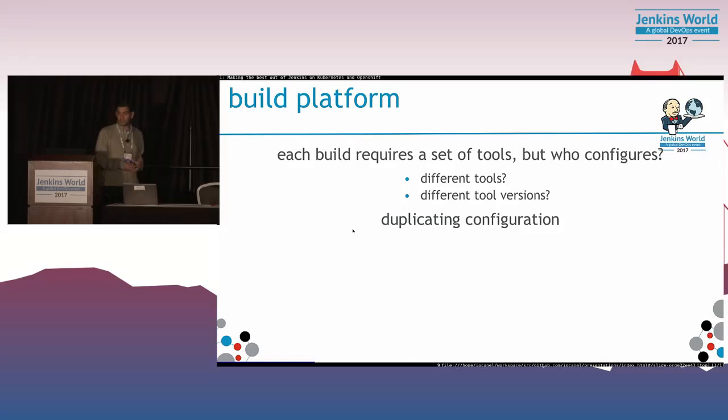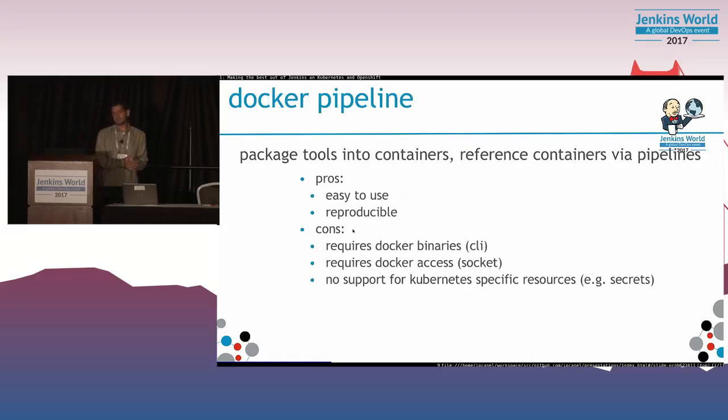Now, each job that you are going to create is going to have different requirements, and it's possibly going to have requirements on different tools, different versions of tools. So for example, you may have jobs that use Maven, other jobs may use Golang, or they may use different versions of those tools, Maven 3.2.1, 3.5.0, whatever. So who is responsible for configuring all those tools, and how can you do that without duplicating the whole configuration and having the configuration both in the project and Jenkins? How do you avoid this duplication?